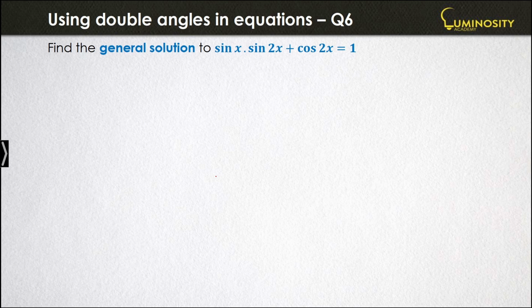Let's have a look at question 6. Find the general solution to sine x times sine 2x plus cos 2x equals 1.